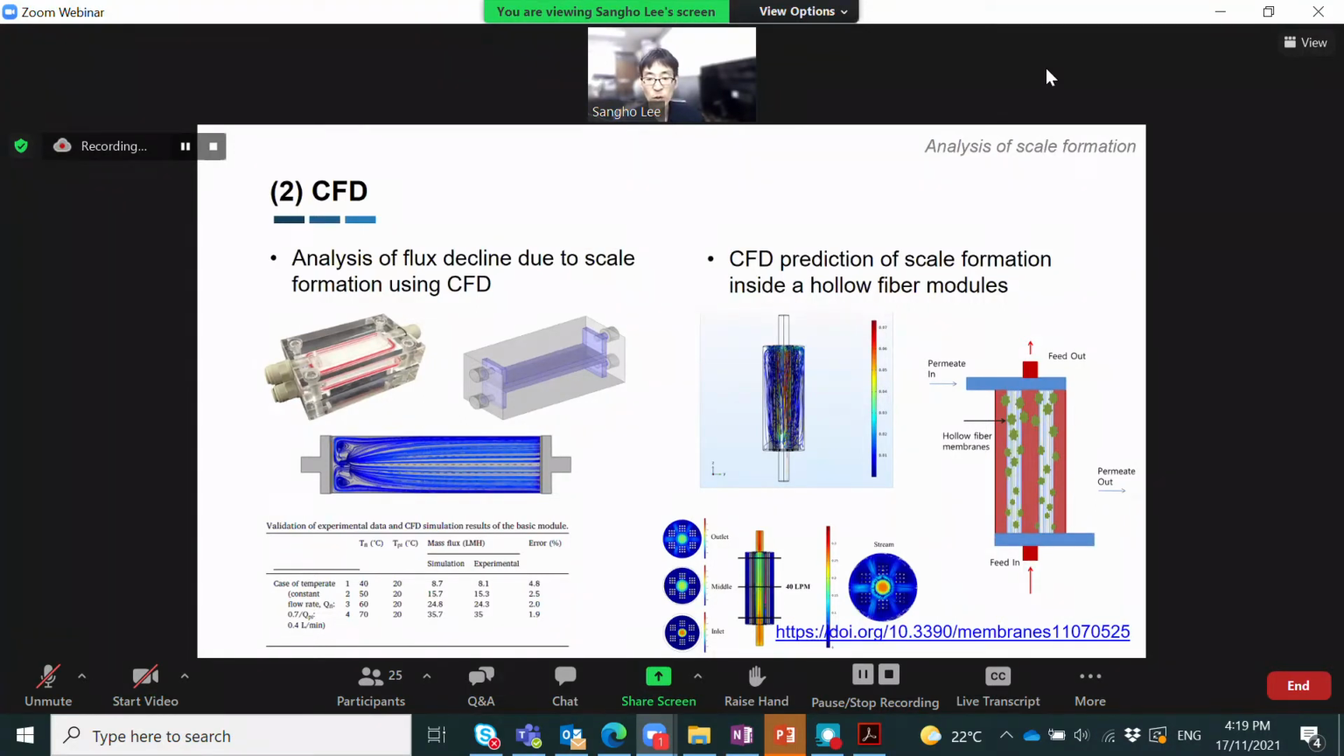CFD can also be applied for understanding what's going on inside the module. In the right side picture, we have a CFD simulation, and we analyze the points where the flow velocity is decreasing or increasing. Based on that, we see where the scale formation can happen more actively and where the scale formation may not happen actively. That kind of analysis can be done by carrying out this kind of CFD simulation.